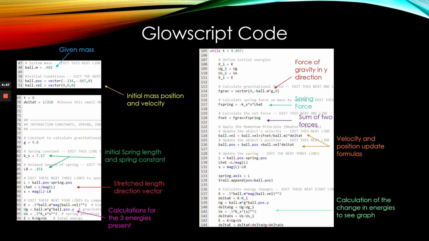Underneath these values are the equations for the stretched spring length and the different energies present. On the right, you can see the net force being composed of F grav and F spring. The velocity and position update formulas are implemented to change the ball's data as time goes on within the loop. Finally, the changes in energy are found so that an inclusive graph can be produced and analyzed.